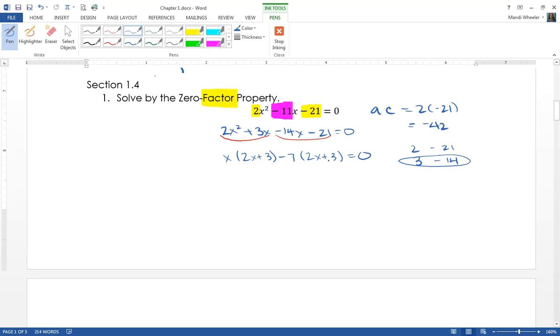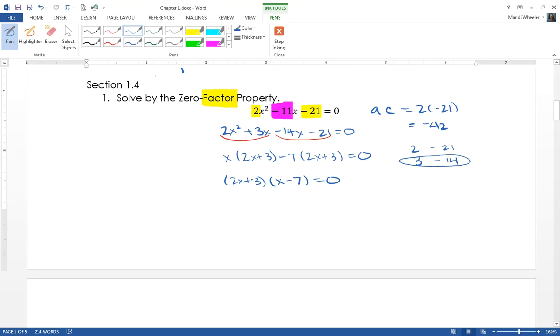And so now we're going to factor out the GCF. What these have in common is that they both have a 2x plus 3. And what we're left with when we do that is x minus 7. Now, like I said, I don't care what method you use in order to get to this point, as long as I see this point.